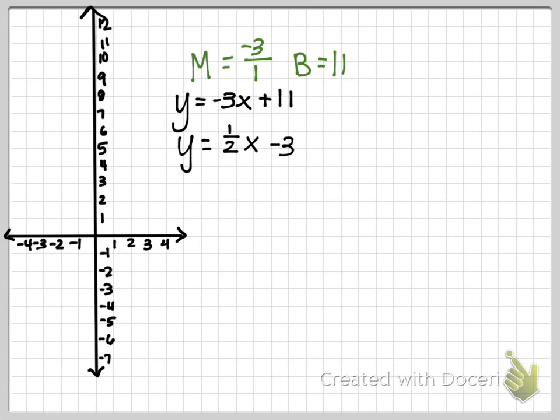So I'm going to go up to positive 11, place my point, and then where am I going to go? Down 3, so 1, 2, 3, and then over positive 1. Now, I'm going to keep doing that because my line is going to be very short at the top, and I need to keep going and going. So I'm going to go down 3 over 1, down 3 over 1, down 3 over 1. Okay? I'm going to draw my line through those points.